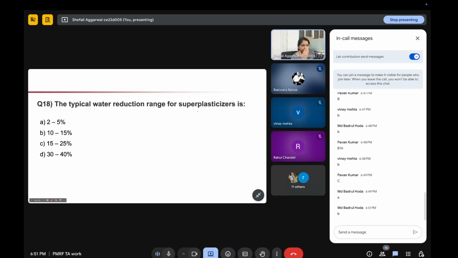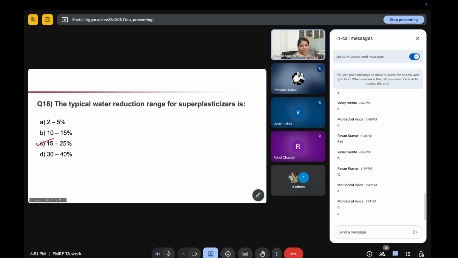The typical water reduction range for superplasticizer is 2 to 5%, 10 to 15, 15 to 25, or 30 to 40? C. Correct. So superplasticizers are type 3 or class 3 water reducers, high range water reducers, with 15 to 25% water reduction.